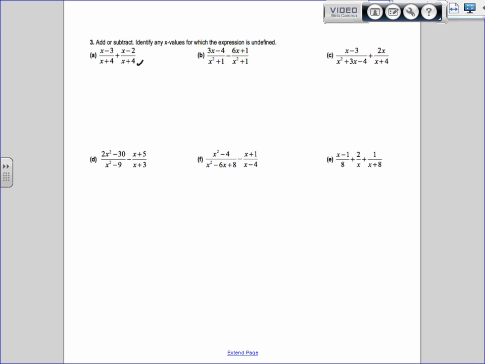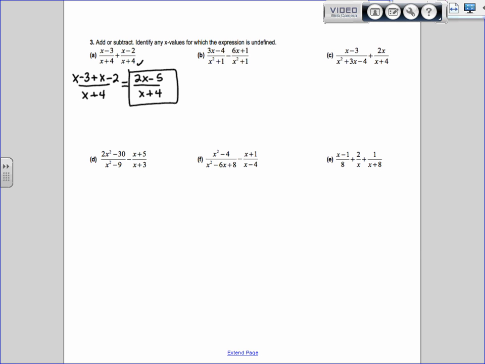So when I add them, I keep my denominator the same, and I combine the tops. I have x minus 3 plus x minus 2. So I get 2x minus 5 over x plus 4. That's it. Easy enough.